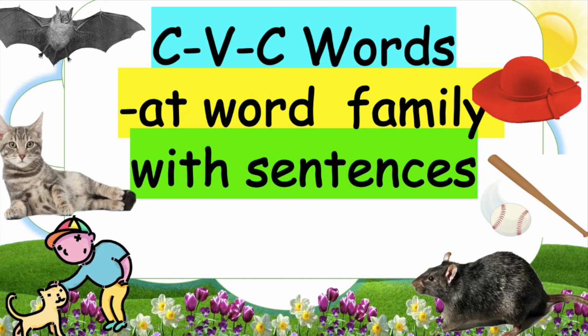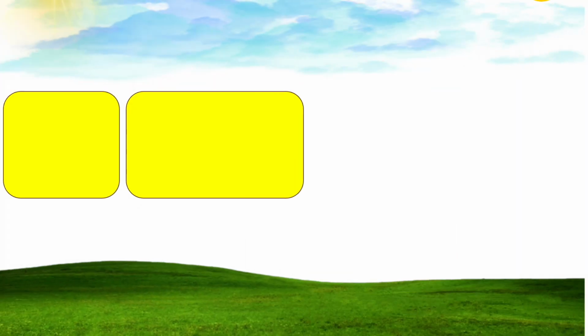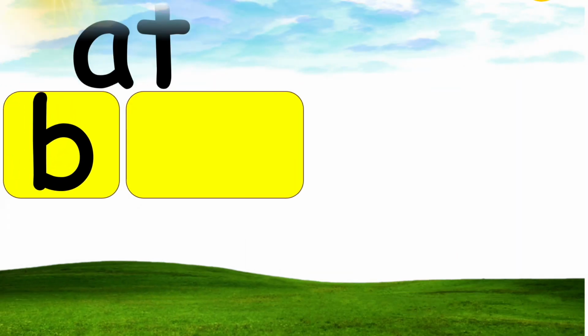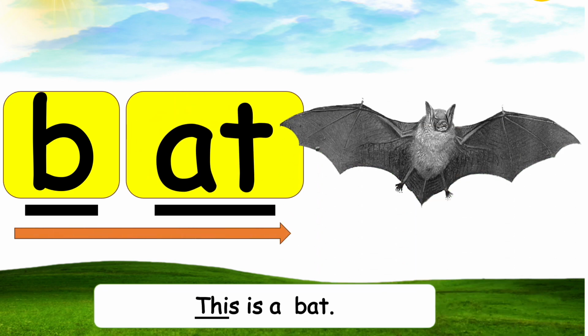Today we are going to learn the CVC words, specifically the -at word family. At, b, at, bat, bat. This is a bat.